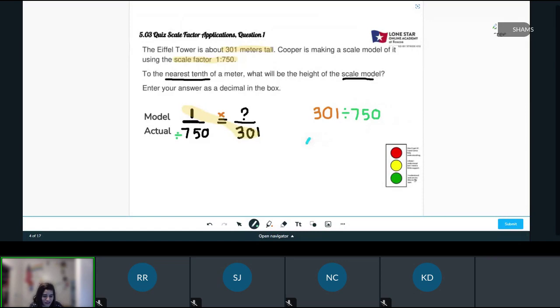Go work out the problem. Tell me how much do you get. 301 divide by 750. How much do you guys get? Very good, Sean. This is what I got approximately. I also got 0.4. To the nearest tenth means 1 decimal, so I got 0.4. So we can say here the model's height is going to be 0.4.